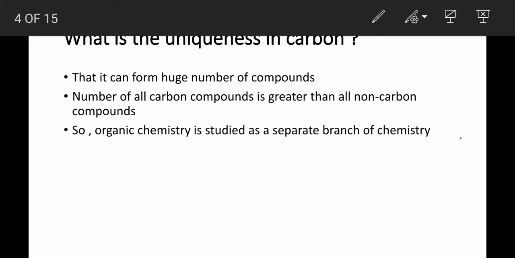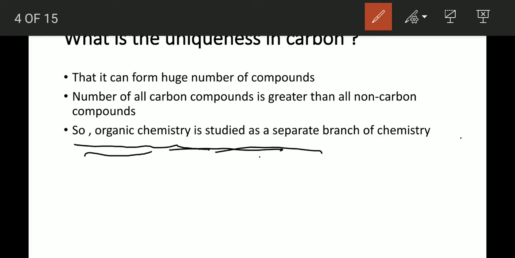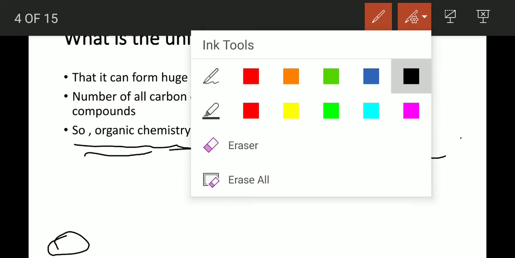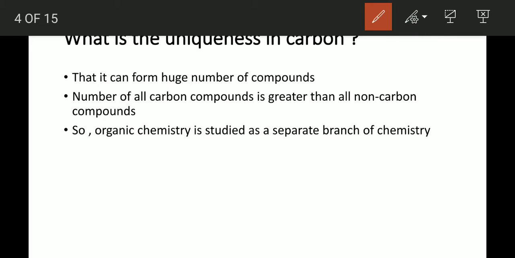Next, in chemistry there are three branches: physical chemistry, inorganic chemistry and organic chemistry. In organic chemistry, carbon compounds are studied. That's why organic chemistry is studied as a separate branch of chemistry, because of carbon.